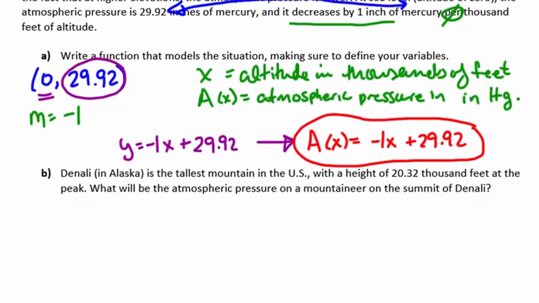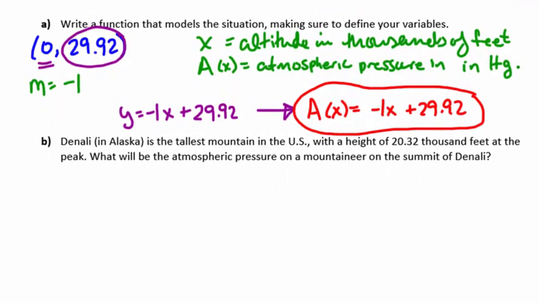Part B. Denali in Alaska is the tallest mountain in the U.S. with a height of 20.3 thousand feet at the peak. What will be the atmospheric pressure on a mountaineer at the summit of Denali? Okay. So this is my height, this is my altitude. So I'm going to plug that into the function for x. So what we're going to be computing here is A of 20.32.